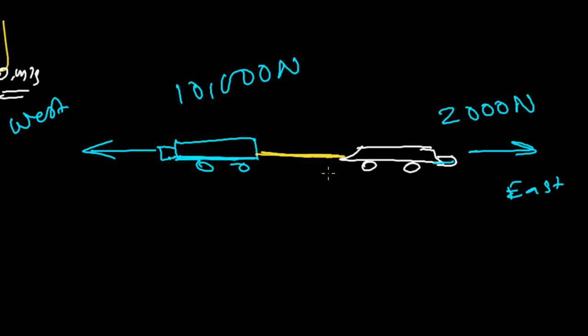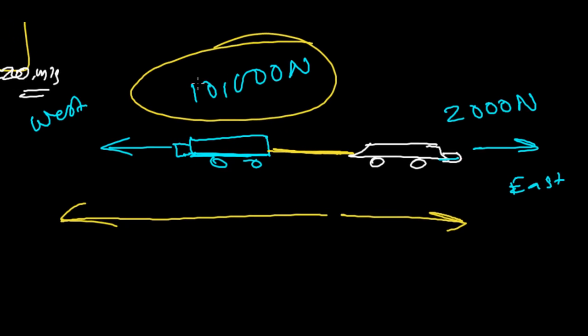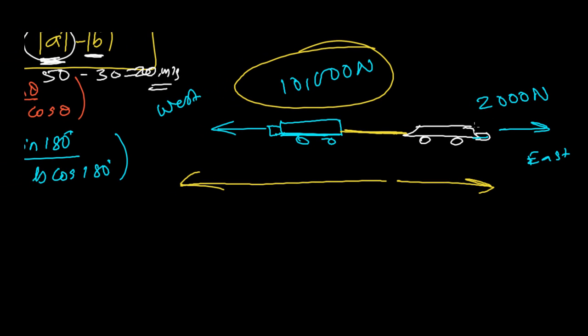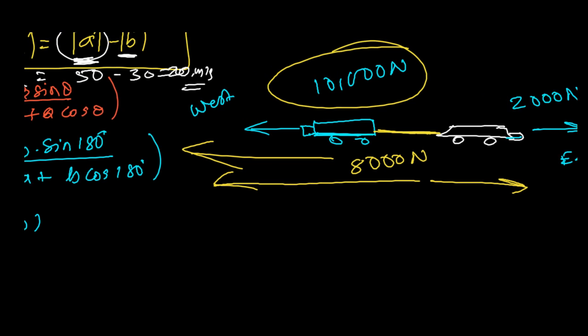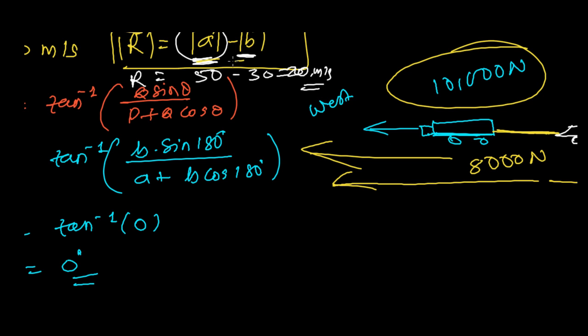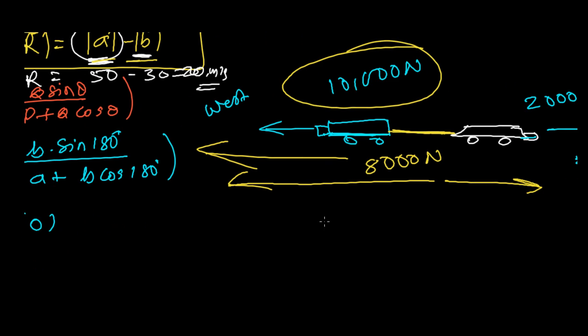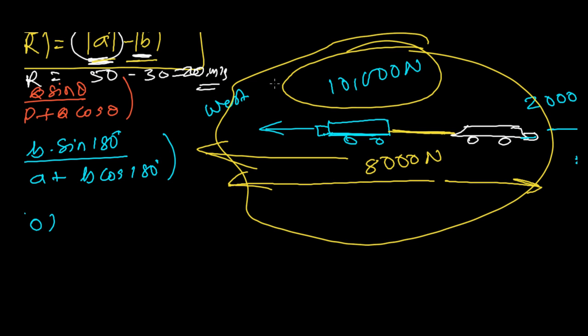Both of them were started together, simultaneously. So the car is trying to move towards east, but the truck is trying to move towards west. But since the truck's 10,000 Newton is much stronger than the car's 2,000 Newton, ultimately the truck will pull the car towards west with 8,000 Newton, because the magnitude, as I told you, is just the difference, A minus B. So it's 10,000 minus 2,000. This is the practical application of vector addition in special cases, and this is the case of minimum resultant. This is the only case where you'll get the minimum output.